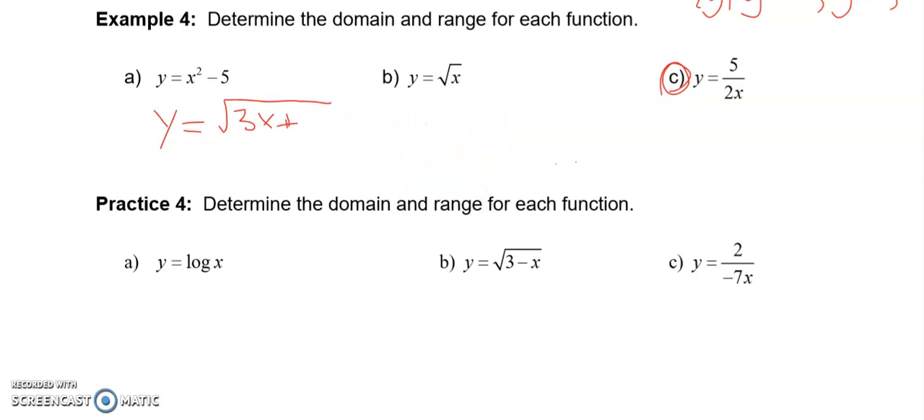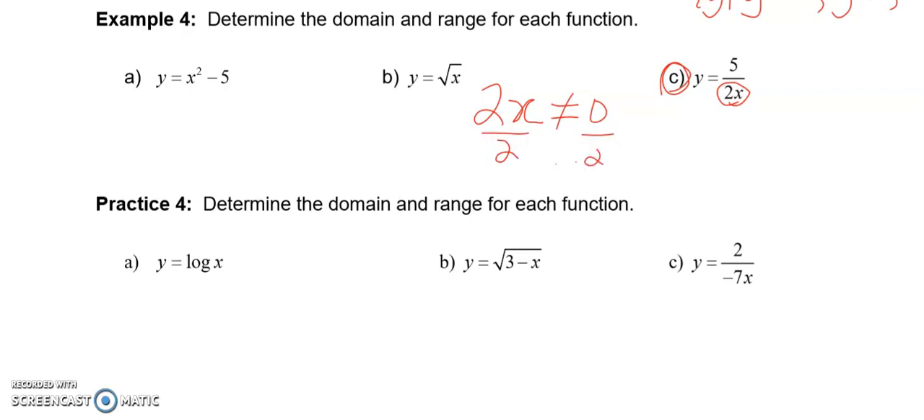Okay? And in fact, getting the domain here is not too bad either. Here we have 2x in the denominator. Just remember that the 2x, whatever the denominator is, it's not allowed to equal 0. So just solve that equation right there. Divide both sides by 2, and you get that x, 0 divided by 2, well, that's just 0 again. So x is not allowed to equal 0 there. That's your domain.